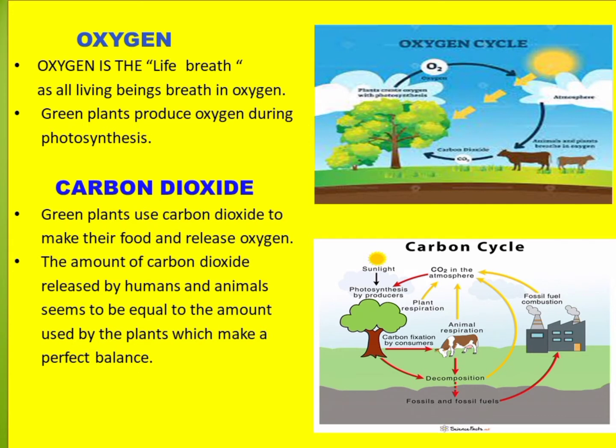Oxygen is the life breath. As all living beings breathe in oxygen, green plants produce oxygen during photosynthesis. Carbon dioxide: green plants use CO2 to make their food and release oxygen. The amount of carbon dioxide released by humans and animals seems to be equal to the amount used by the plants, which makes a perfect balance.